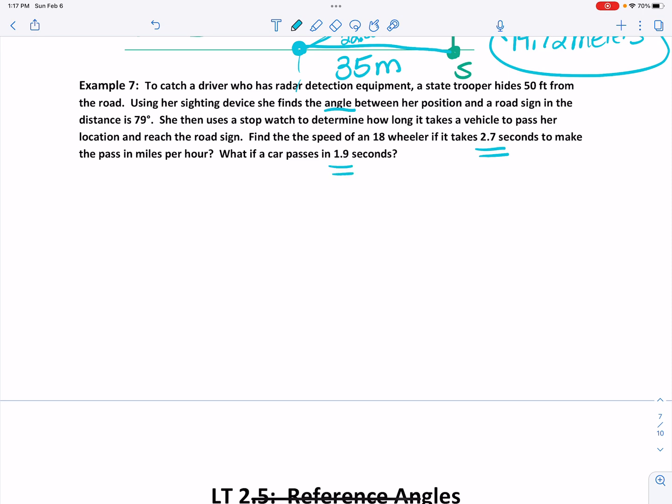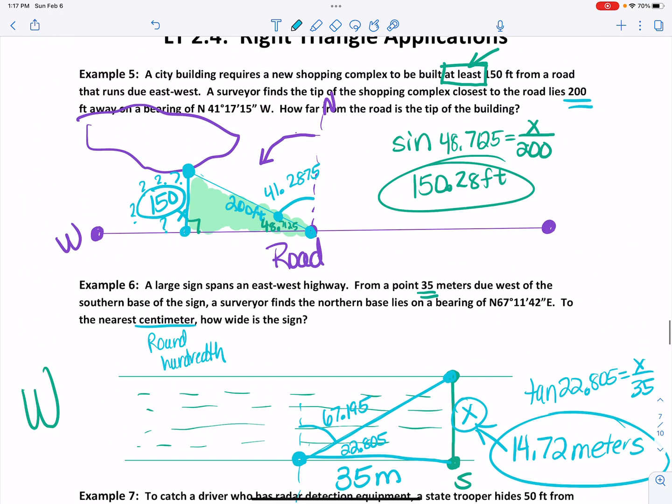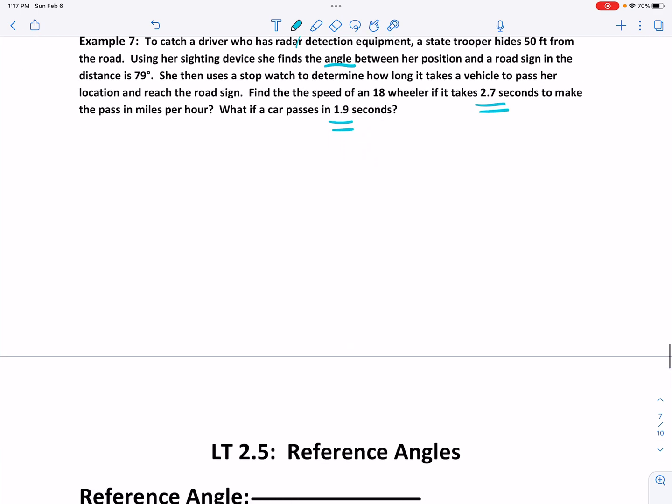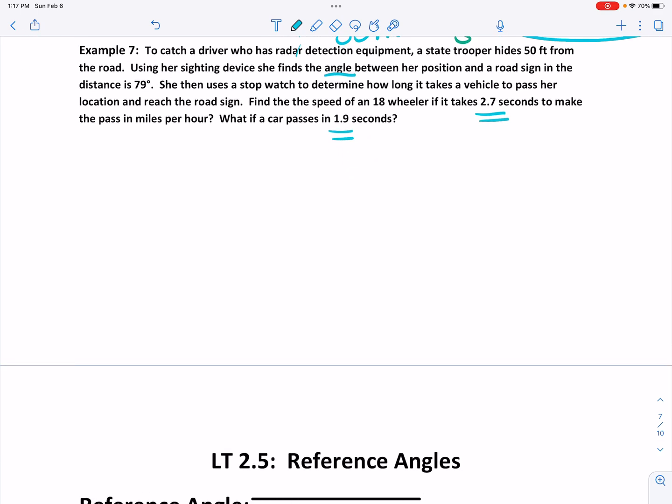Okay, now on the last two questions, they said an east-west highway, an east-west road, blah, blah, blah. This one doesn't tell you that, so that's giving you the hint. It really doesn't matter how you draw it. So I'm going to say like here, because we've been doing the roads this way, right? Okay, she hides 50 feet from the road. Below, above, it doesn't say, so I'm just going to put 50 feet, and that's from her to the road.